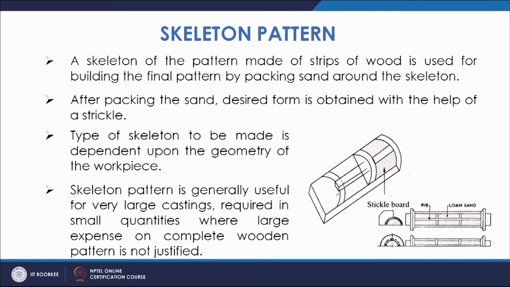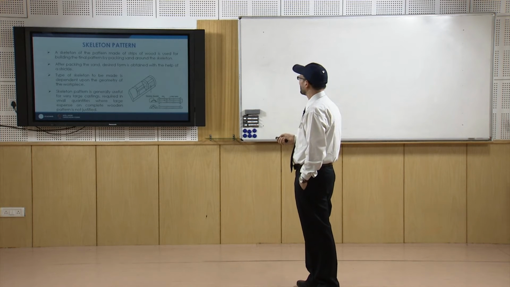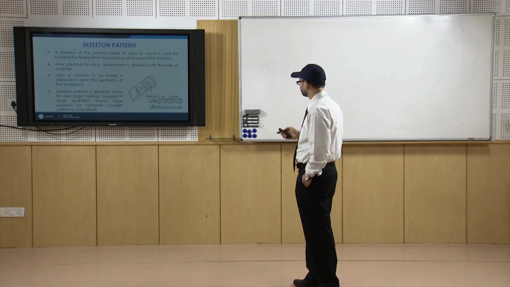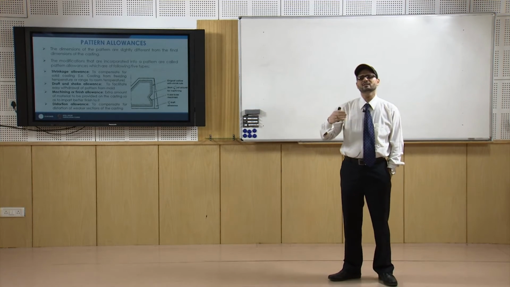Many a times you do not want to make a full pattern, you have to make only one piece and it is a large pattern. In those cases these skeleton patterns are useful to save the cost. It is generally useful for very large castings required in small quantities, when large expense on a complete wooden pattern is not justified. So, you make the skeleton of it and then you use it as a pattern. So, this is about the pattern types.